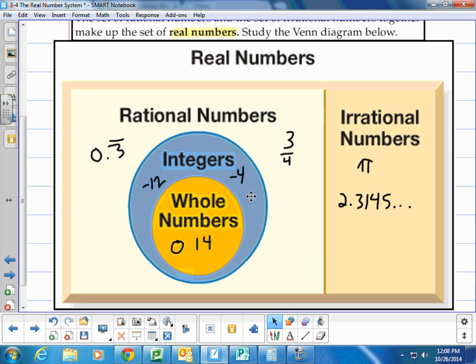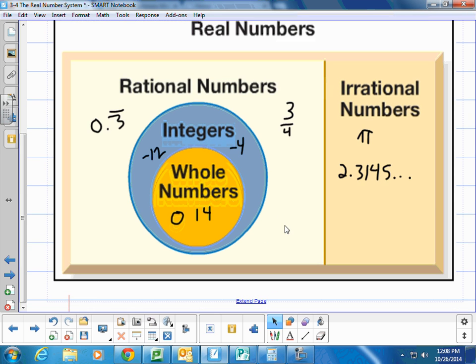So that's a little chart. You can add more examples if you'd like to. Your book will have some as well. And so it's kind of just a fun way to organize and remember. And this is something you'll see in 8th grade again. It's very important that we remember how to categorize these numbers based on what they're made up of.